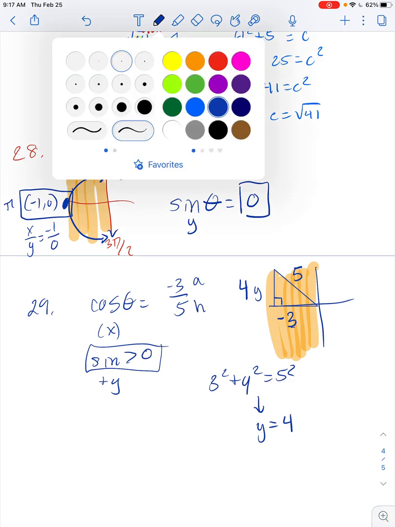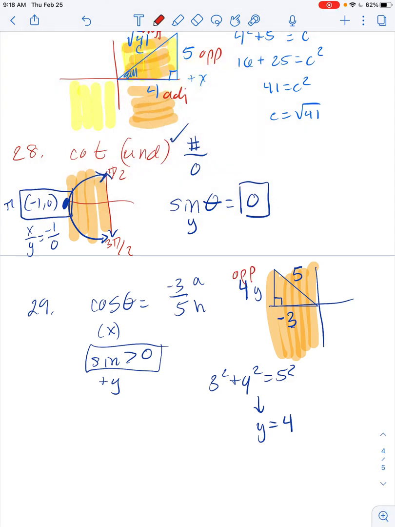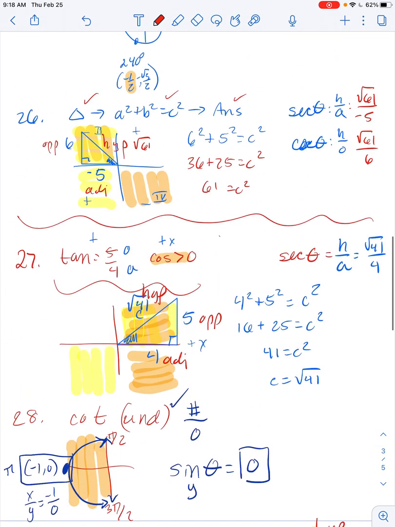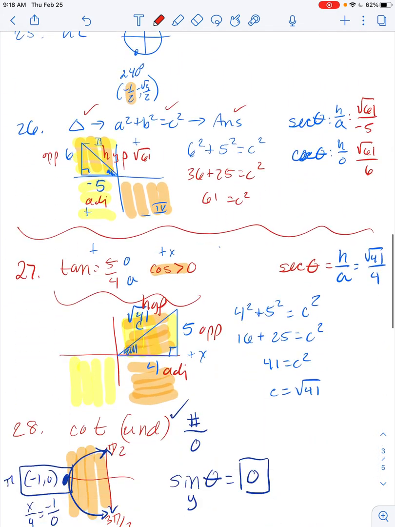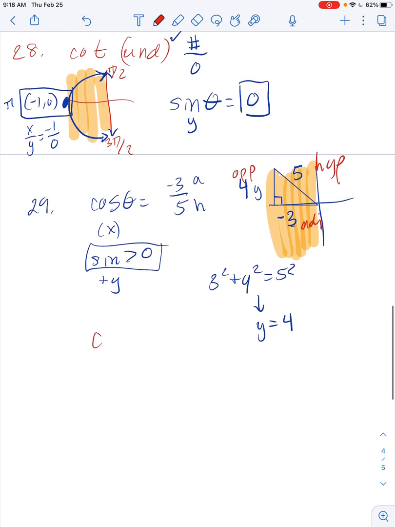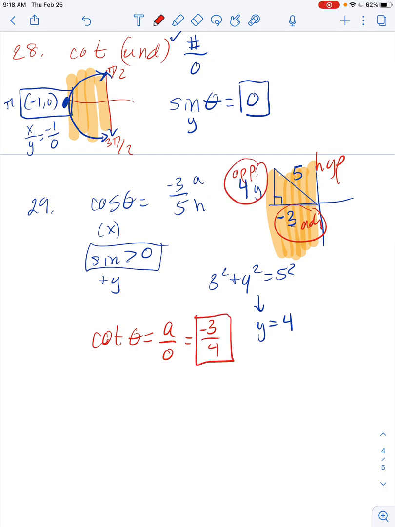So now as I think about opposite, adjacent, hypotenuse, what are they asking me for? The cotangent. Okay, so the cotangent is a flipped over version of the tangent. So since tangent's opposite over adjacent, this will be adjacent over opposite. So looking at my triangle, adjacent is -3, opposite is 4. So that is my value.